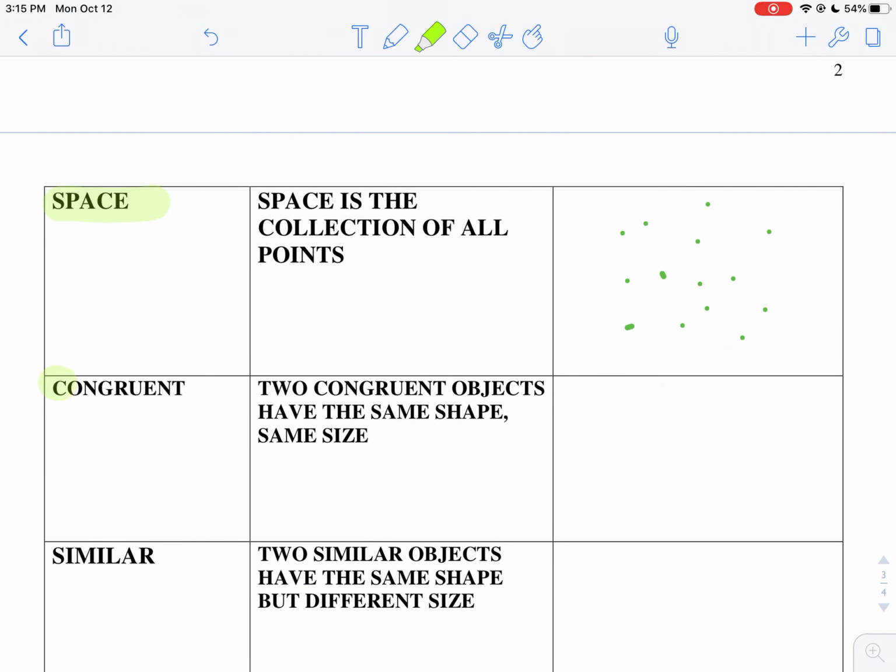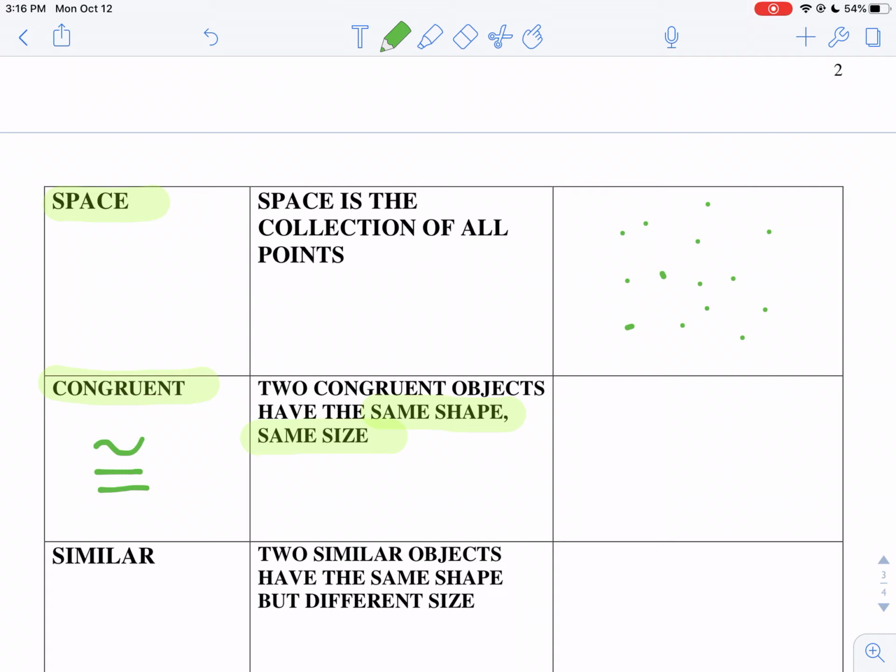Congruent. Congruent means objects that have the same shape and same size. The key is same shape, same size. Because congruent is so important in geometry, we have what's called a congruence symbol. Okay, there is a symbol that means two things are congruent, and it's an equal sign with a little worm on the top. That's called the congruence symbol.